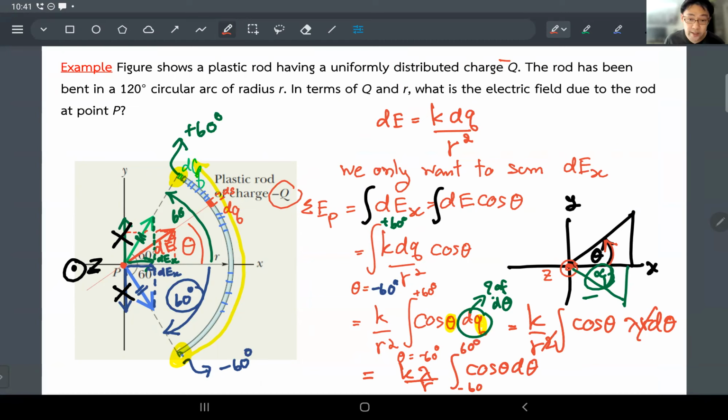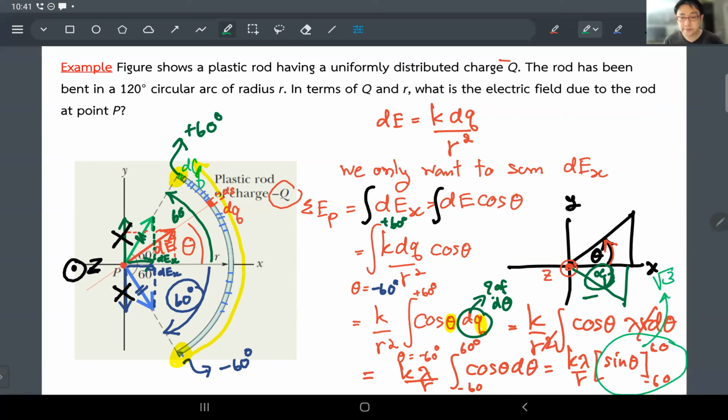Yes, you can, because the integral of cosine is just sine theta. So what you have is k lambda over r times sine theta from negative 60 to positive 60. Cool. And everyone knows sine 60 is root 3 over 2. Sine negative 60 is negative sine 60. So that means you're going to get twice the sine 60, so you're going to get root 3 out of it. So that's it, guys. I can just mark that this one will give you root 3.